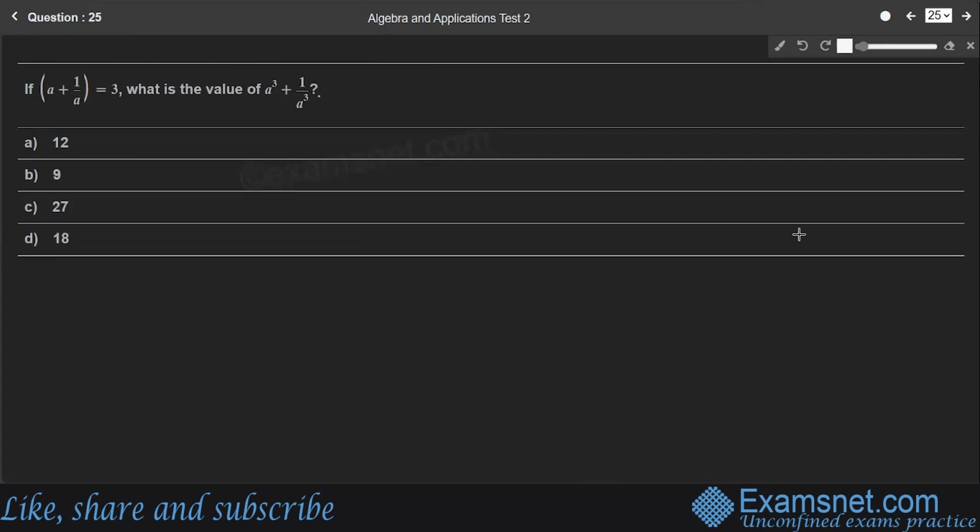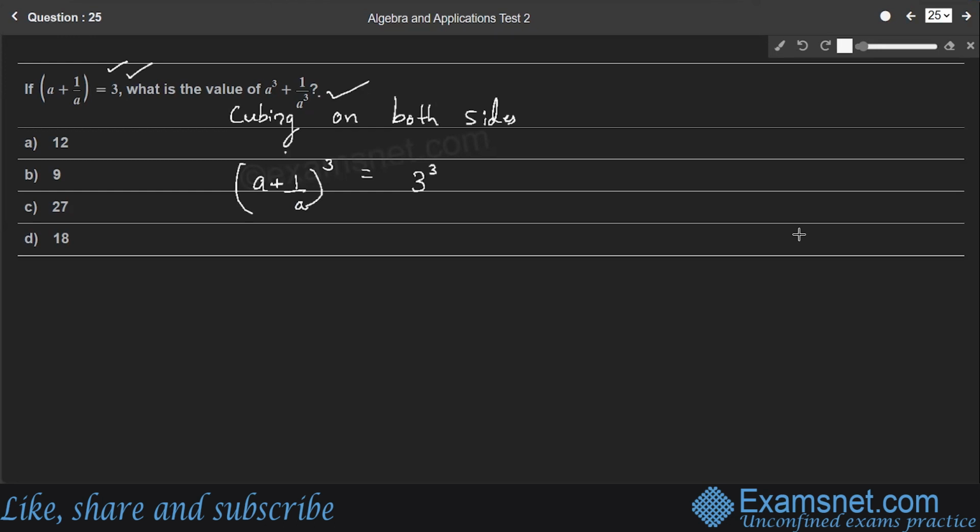Question 25. If a plus 1 by a is equal to 3, what is the value of a cube plus 1 by a cube? Here students, to get a cube plus 1 by a cube, we need to cube the given equation, right? So cubing both sides, LHS and RHS, the equation becomes a plus 1 by a the whole cube is equal to the cube of RHS. The right-hand side is 3 cube.